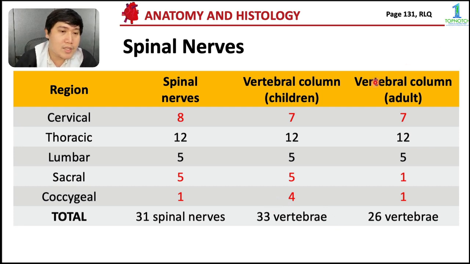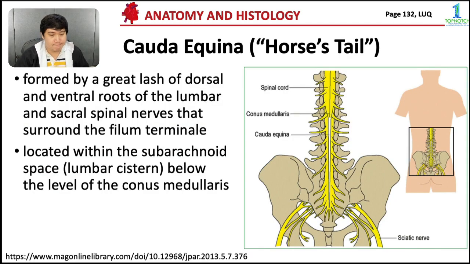Next, in adults, again no issue with the cervical. Thoracic you have 12. In lumbar you have 5. However, your sacral will fuse into one bone and your coccyx will fuse into one bone. When you add up, that would be a total of 26 vertebrae in adults.